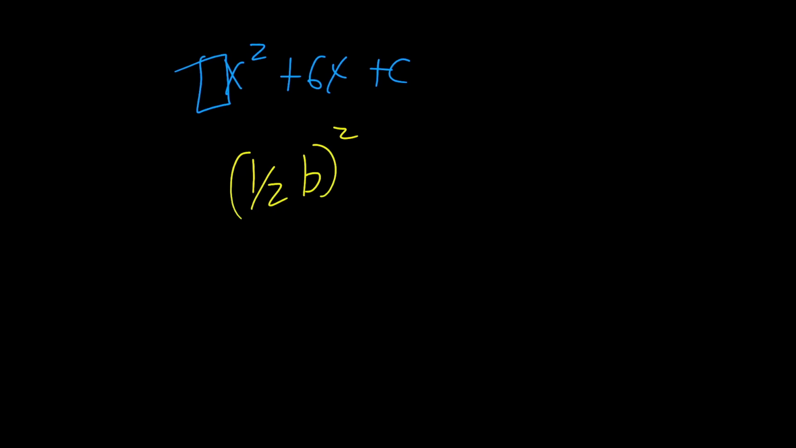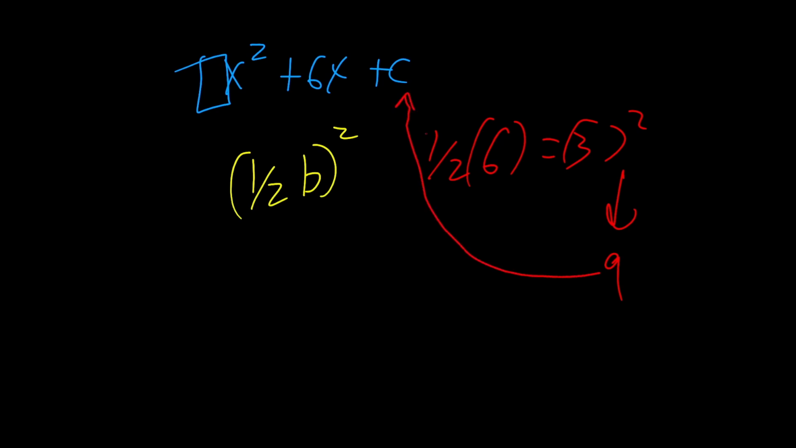So let's see what that looks like here. We're going to take 1/2 of 6, which is 3, and then square the 3, which will make a 9. So 9 is the value of c that will make this a perfect square. So the final perfect square would be x squared plus 6x plus 9. And that could be factored into (x plus 3) squared. That is the process that we're going to follow for all the rest of the examples today.